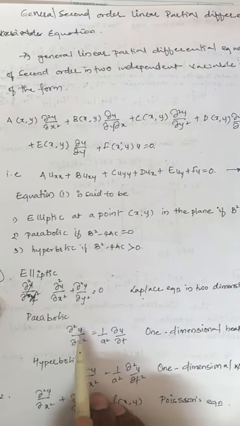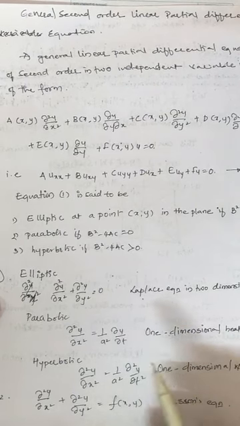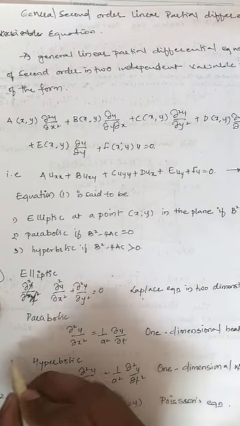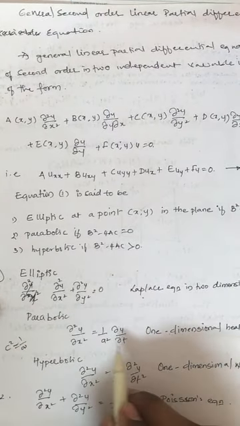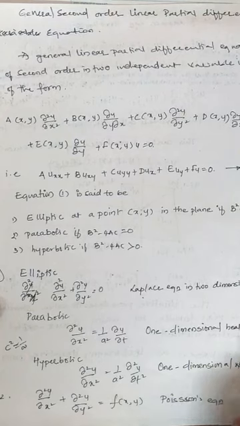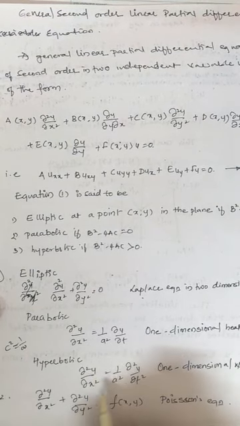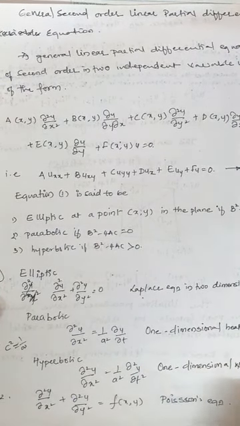When ∂²u/∂x² is equal to 1 by alpha square, or it can be written as 1 by a square, times ∂u/∂t, that will be the one-dimensional heat equation. And ∂²u/∂x² equals 1 by alpha square times ∂²u/∂t² will be the one-dimensional wave equation.